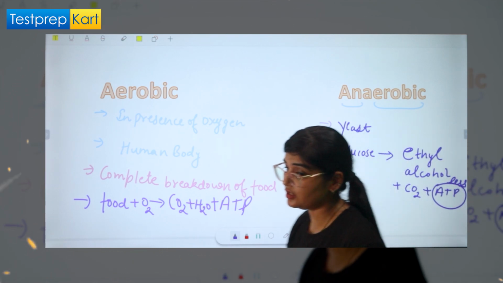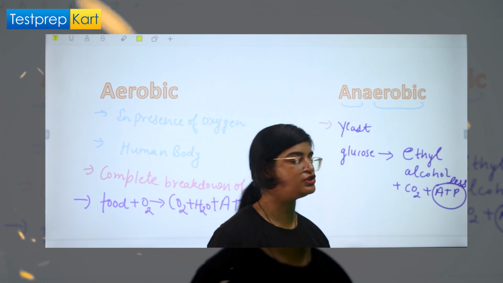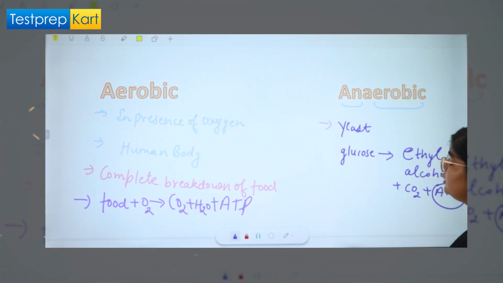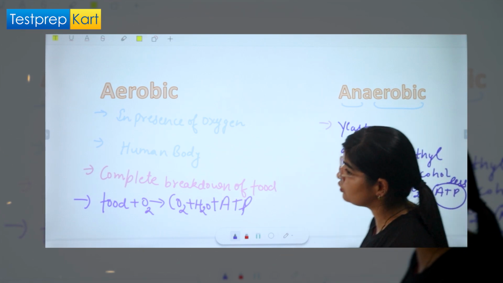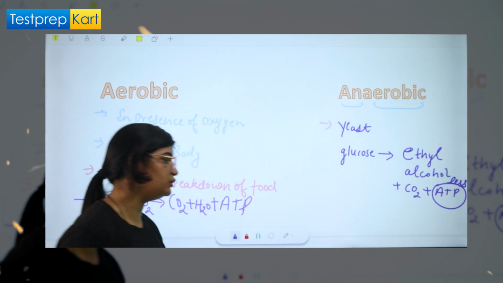ATP is produced here as well, but the amount of ATP produced during anaerobic respiration is basically less. So that's why it occurs in yeast, and for alcohol production, we also use glucose. Only glucose is fermented and thus the alcohol is produced.